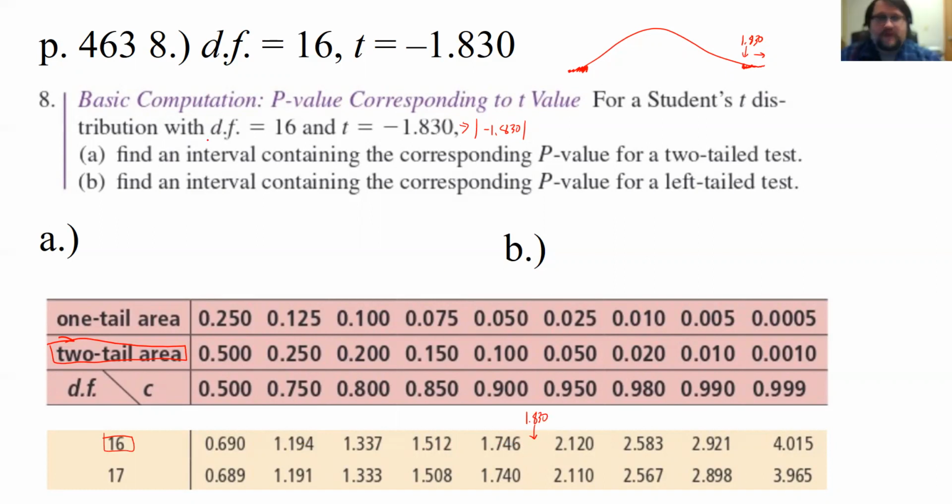Well, that's why it's saying find an interval. It's saying this is my interval. This is my p-value, the probability I would get that value or more extreme one way or the other, left in the case of the negative value, right in the case of the positive value. The probability I would get something that extreme or more would be somewhere between 5 and 10%. So my p-value is going to be somewhere between 5 and 10%.